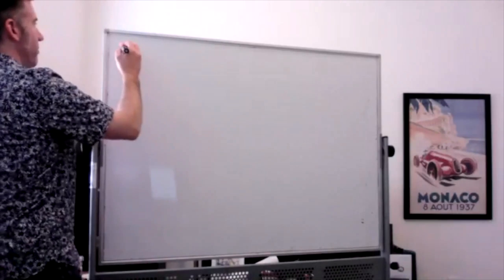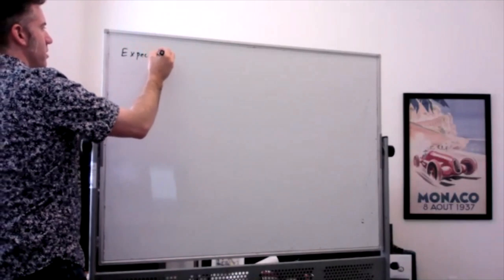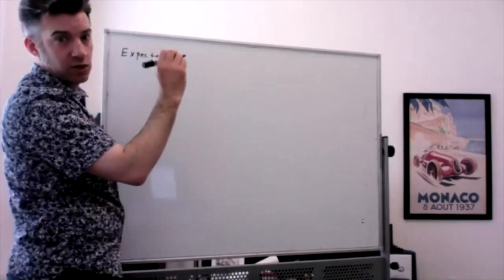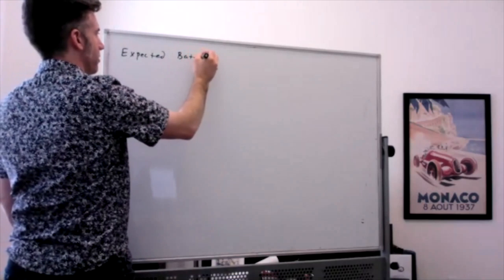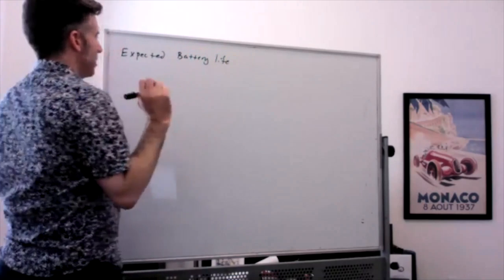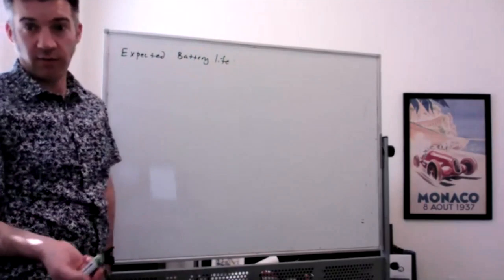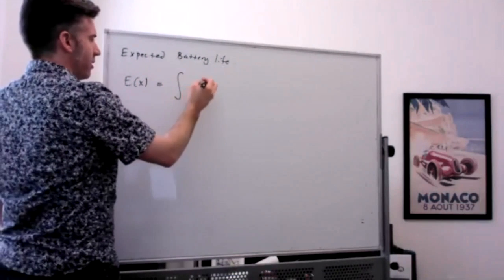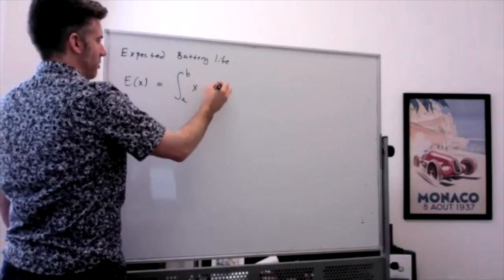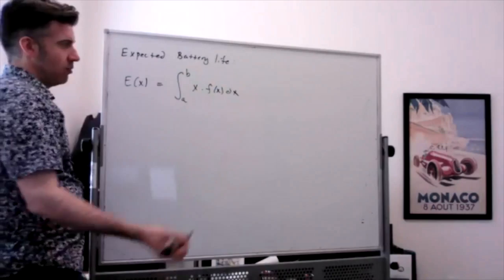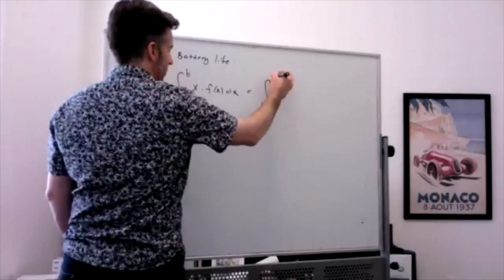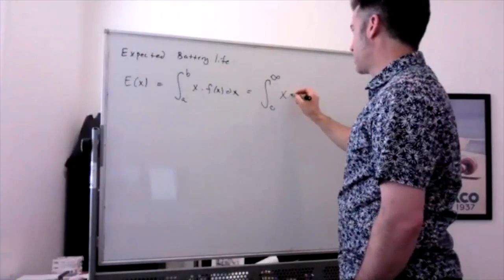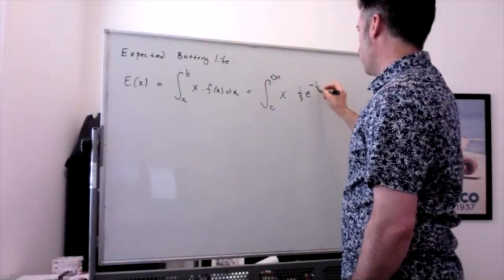So let's find the expected value. When someone says the word expected, you should think average, mean. The expected battery life. To find the expected value of a probability density function, the expected value is the integral of x times your probability density function, which in this case is the integral from 0 to infinity, right? It's over the whole interval, of x times 1/3 e to the -1/3 x dx.